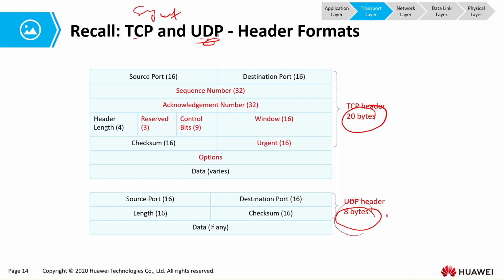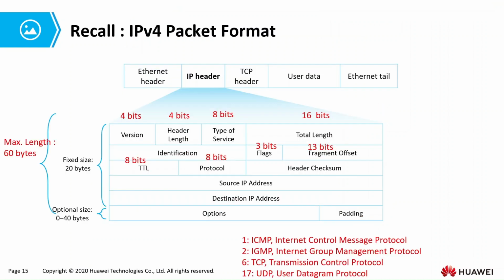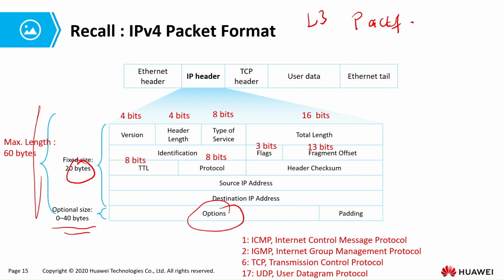UDP only has source port and destination port. But TCP has more information for you to do a three-way handshake whenever you open a connection, and a four-way handshake when closing the connection. Then you move to layer 3, the network layer, where you learn about the IP packet. Your PDU is a packet. Remember, the fixed header size is 20 bytes, just like TCP, but it can go up to a maximum of 60 bytes depending on the options, whose size is optional.